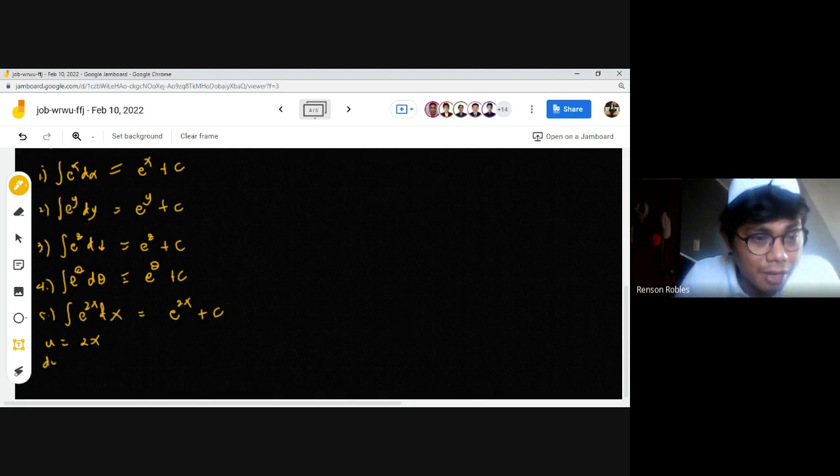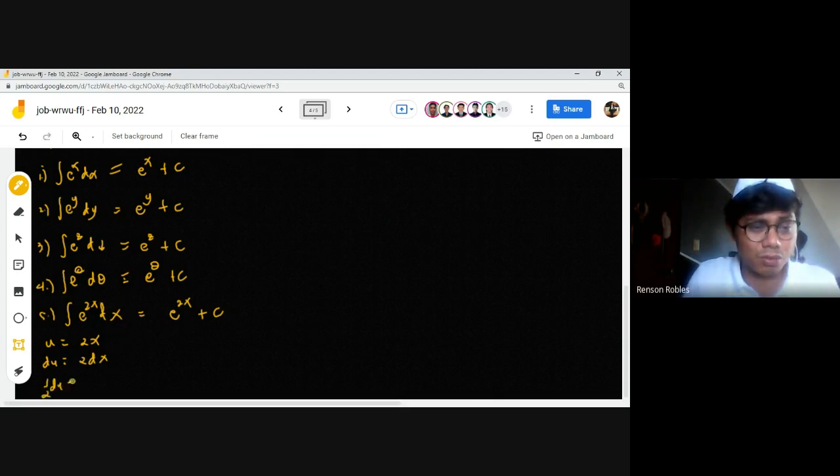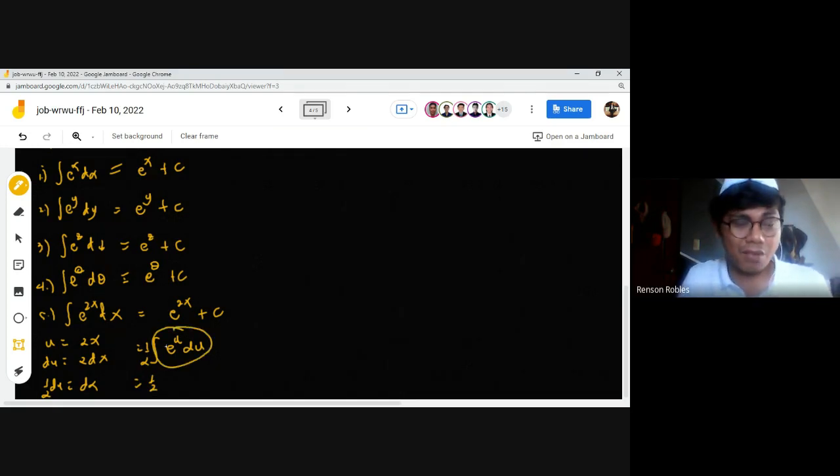So you have du here, and that would be 2dx. What do you see here? Dx lang. So that means you have 1/2 du is dx. So you'll have integral of e to the 2x, that's e to the u, then dx is 1/2 du. You just copy 1/2, and following I5, the integral of e to the u du is e to the u plus c. And then you write it back to the original variable: 1/2 e to the 2x plus c.